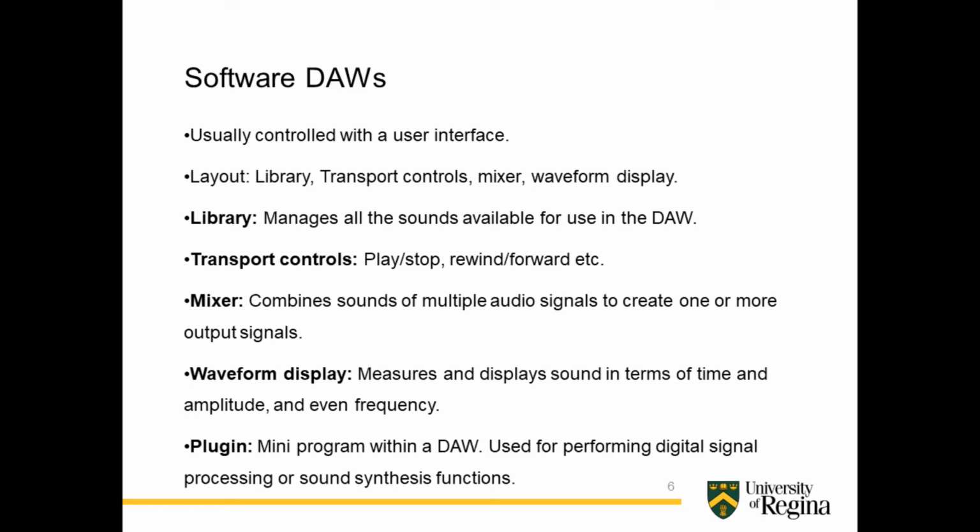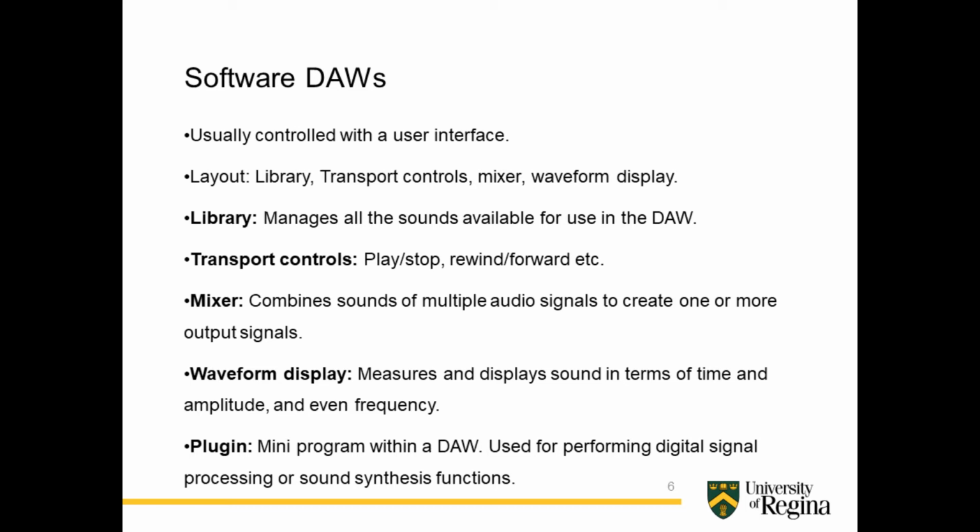Let's say you download some drum kits or you download some other instruments or plugins. This is going to be managed by the library. Then we have transport controls. This features your play, stop, pause, your rewind, your forward controls. So typical controls for stopping and playing recorded audio, and even the recording itself, the button for recording, is also included in this control.